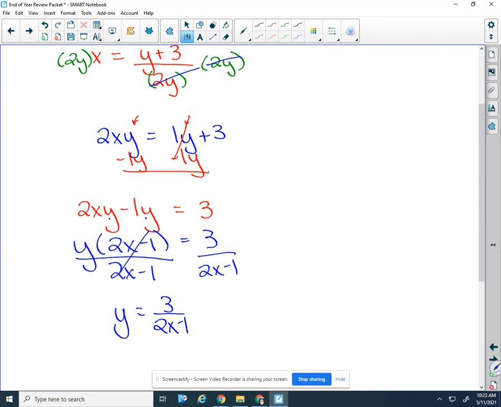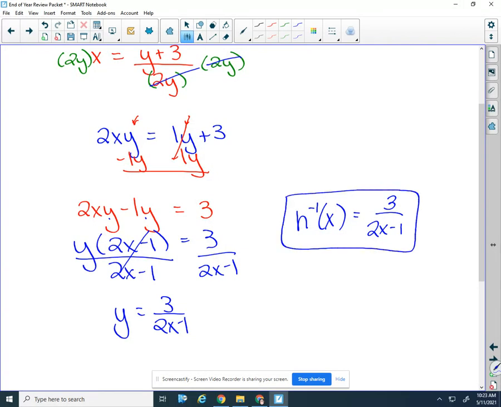The last thing you want to do is put it back into function notation. So it's not a y equals, it's the inverse function of h equals 3 over 2x minus 1. And that is how you do inverses.